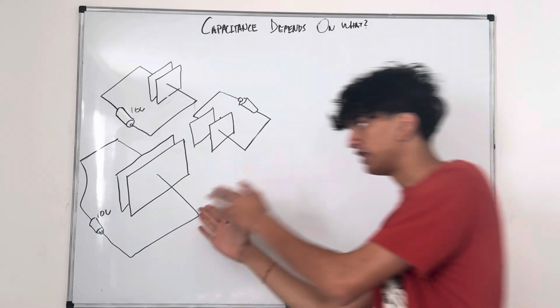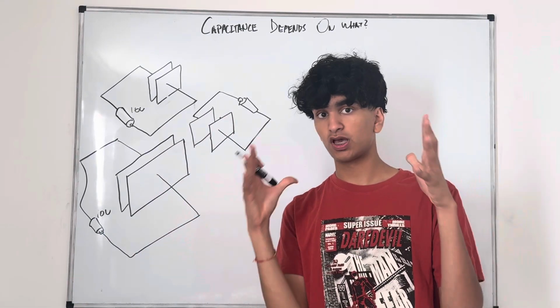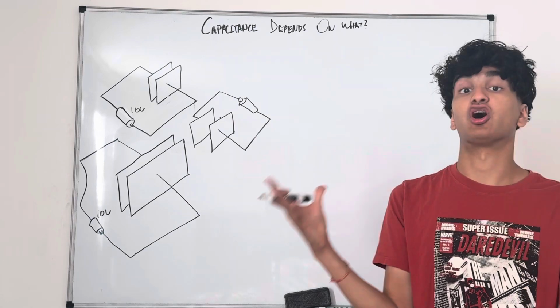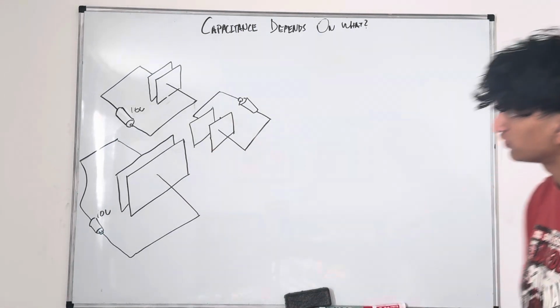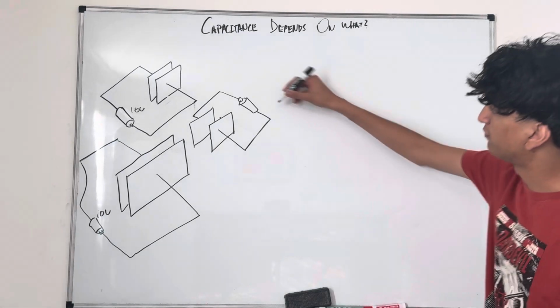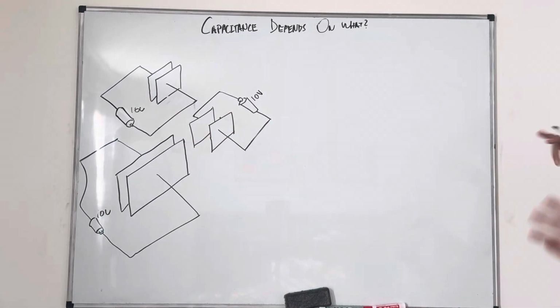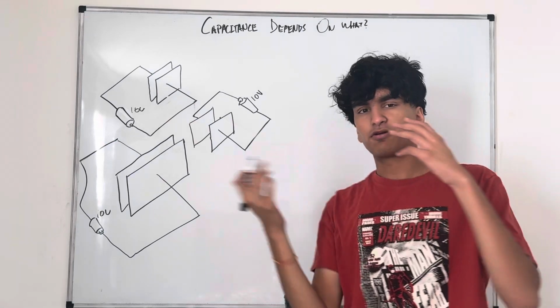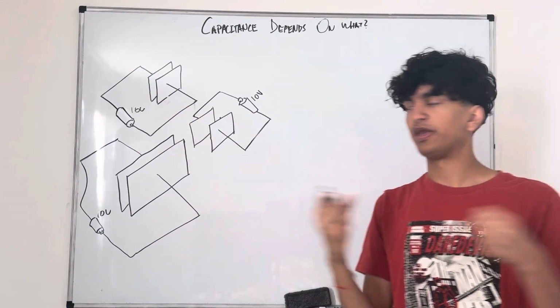So bigger plates lead to more charge simply because the plates can hold more charge. Now, let's say we increase the distance between the plates of the capacitor. How will that affect the capacitance? Well, this one is not as easy to wrap your head around. The big plate one kind of makes sense because bigger plate means more space to hold charge.